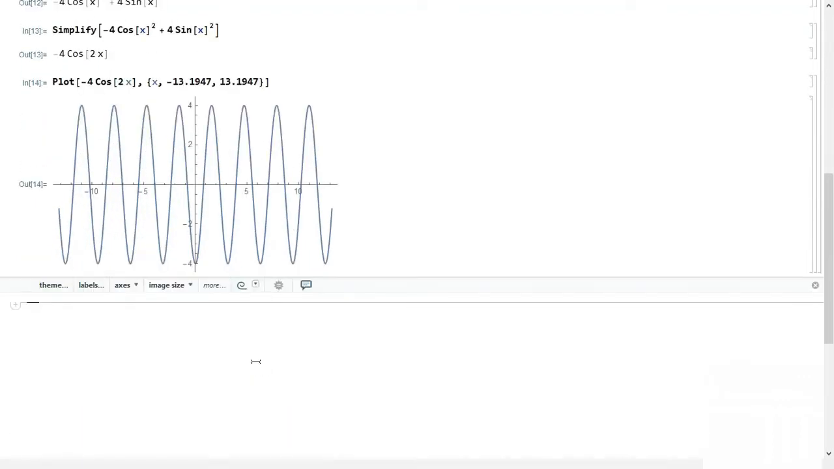Okay, so we saw how to deal with derivatives in Mathematica, and you can use this D function, that is the command D, to get derivatives of your desired function.